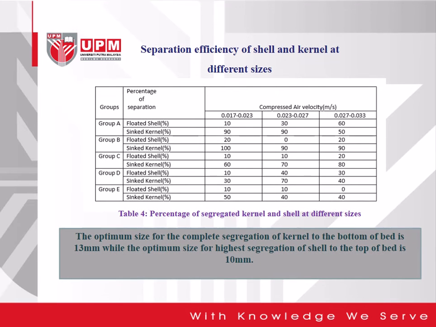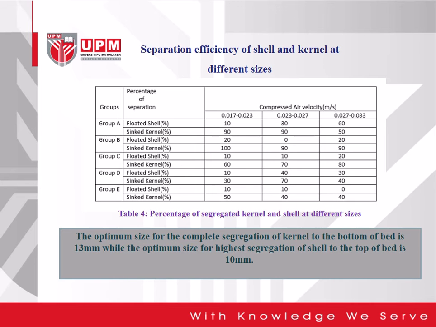And for the third experiment, separation efficiency of shell and kernel at different sizes. As I said before, we have different sizes of kernel and shell. We divide them into group A, group B, group C, group D, and group E. Each has its own sizes. From table 4, we see the optimal size for complete segregation of kernel to the bottom is 13 mm, while the optimal size for the highest segregation of shell to the top of the bed is 10 mm. We can see from the graph that as the size increases, the possibility for it to separate decreases.